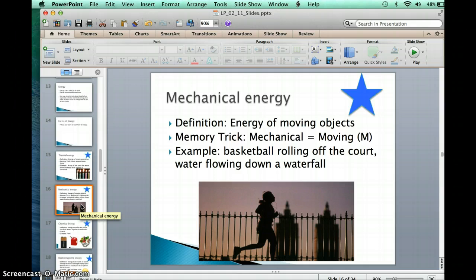Okay, the next type of energy is mechanical energy. So this is the energy of moving objects. So you've probably heard this before too as kinetic energy. So anything that's moving has mechanical energy. I always remember it because moving starts with an M and mechanical starts with an M. So any type of example of something moving, so a basketball rolling off the court, or water flowing down a waterfall, moving down a waterfall. This person here running, that's mechanical energy. Again, feel free to pause the video to make sure you get all these notes on your chart.